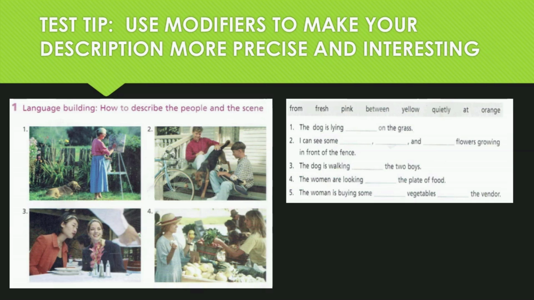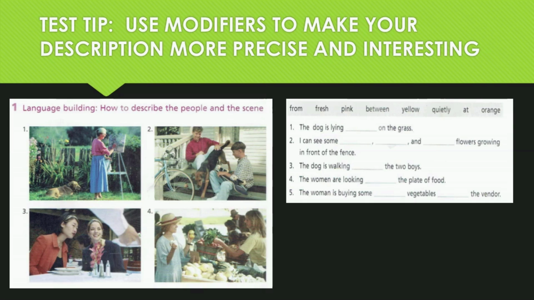Next test tip: you have to use modifiers to make your description more precise. You have to make use of adjectives like big, expensive, or you can tell the colors of the clothing or the things that you can see in the picture. You can say bright red, gold, dark blue, and other colors. And you can also make use of adverbs like carefully, slowly, and these modifiers are going to be used to add detail to your descriptions.